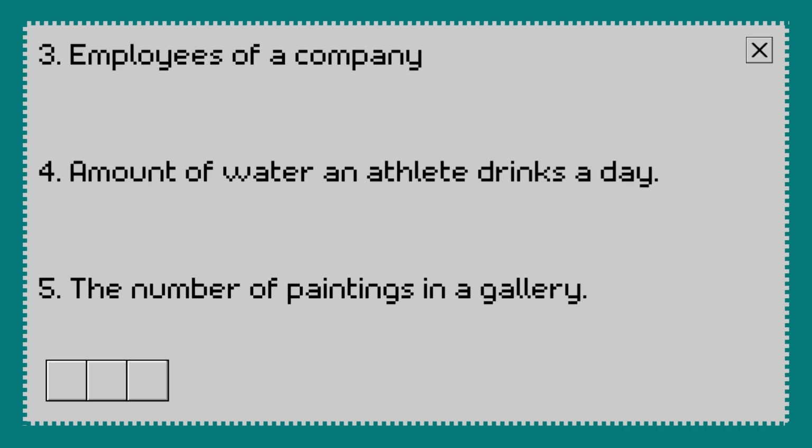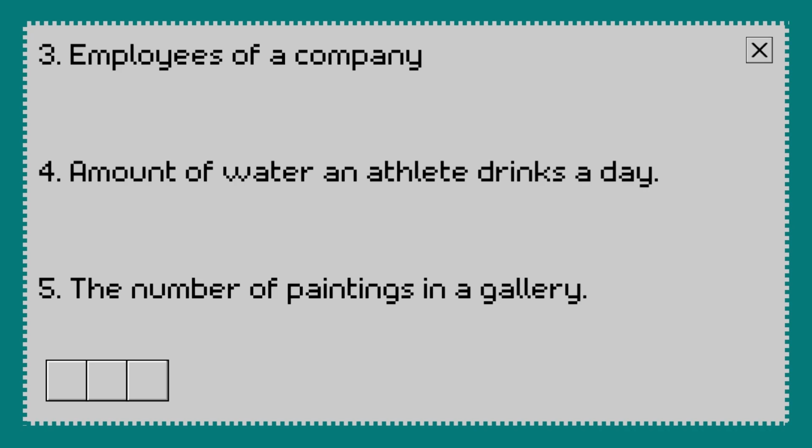For our fourth example, which is all about the amount of water an athlete drinks a day. The exact amount of water an athlete drinks a day can be defined as 4.5 milliliters or liters a day. And that in itself is an example of a continuous random variable because sometimes it can be defined in decimal form.